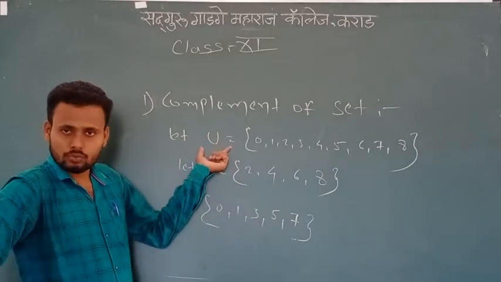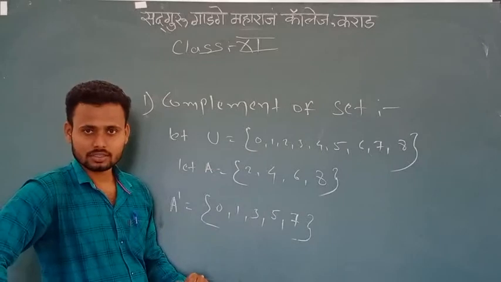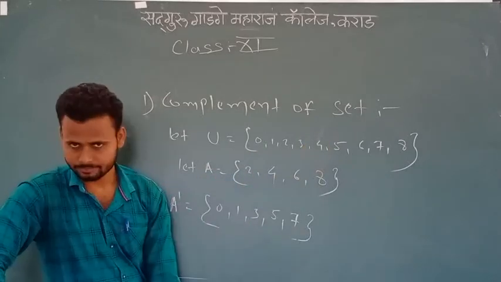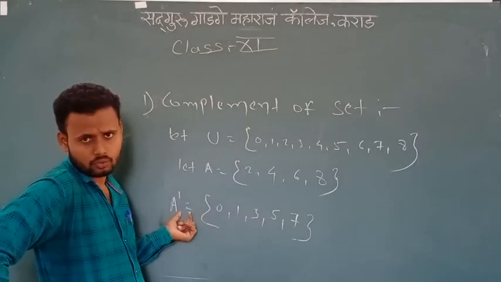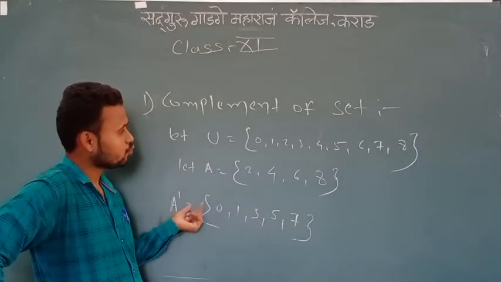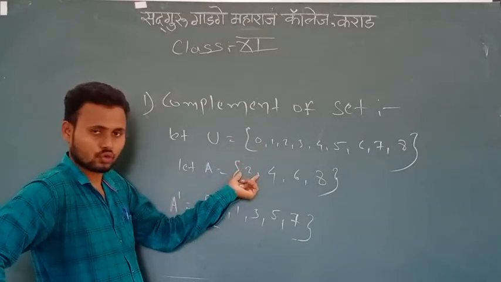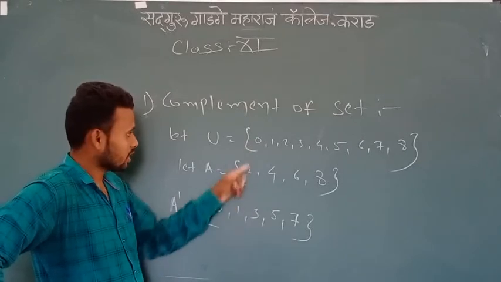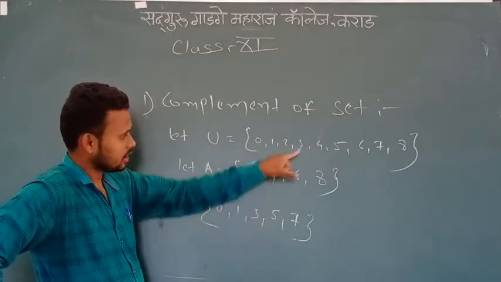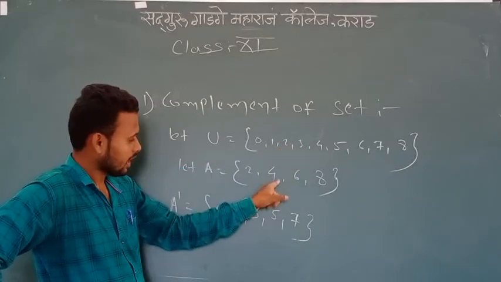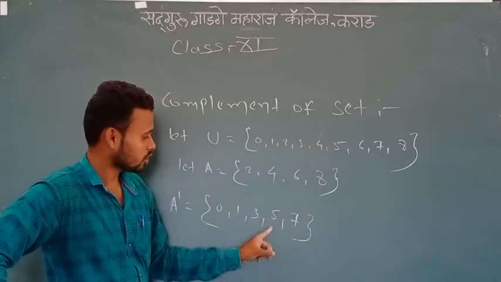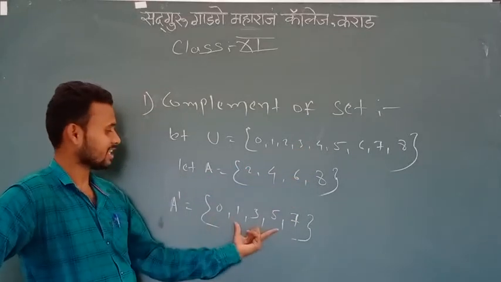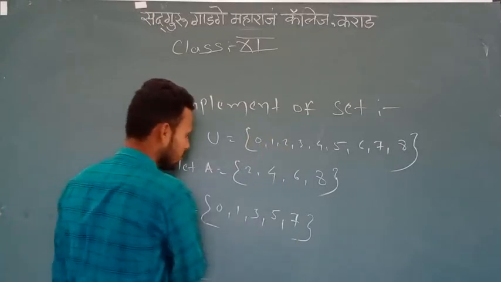Example: let U be the universal set, U equal to elements 0 to 8. Then A is the set containing elements 2 4 6 8. Then A complement equals the set containing all elements which are in U but do not belong to A. Which ones come? 0 is in U but not in A, 1 is in U but not in A, 3 is contained in U but not in A, 5 is contained in U but not in A, and 7 is also contained in U but not in A. Therefore we say that this collection is called the complement of that set.